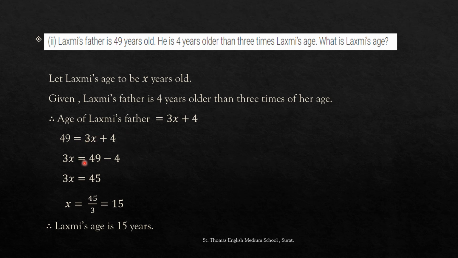Now 3x is equal to 49, and plus 4 comes here, it becomes minus 4. So 3x is equal to 49 minus 4, that is 45. Now x is equal to 45 over 3. This is a multiplication; if it goes, it becomes division. 45 divided by 3. 3 ones are 3 and 3 fifteens are 45. So what is the meaning of x? x means Lakshmi's age. Already we have taken x as Lakshmi's age. Therefore, we can say Lakshmi's age is 15 years.